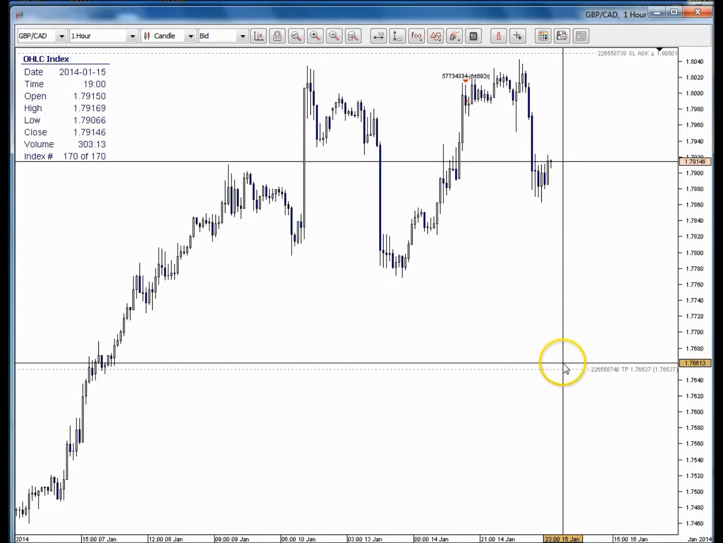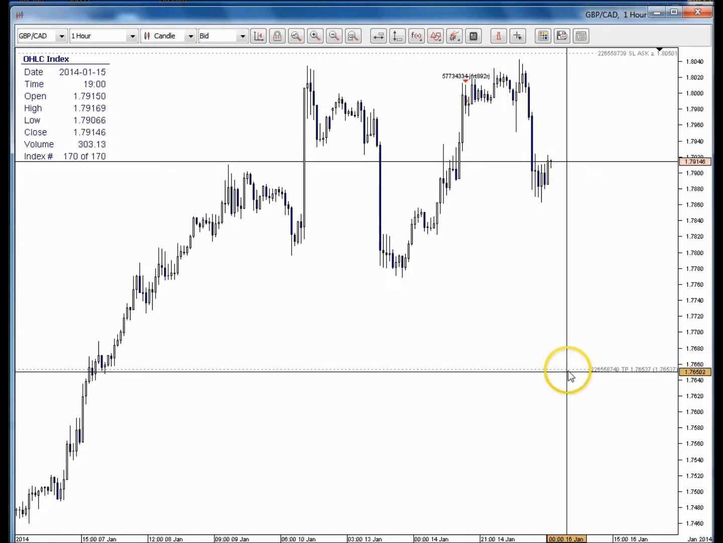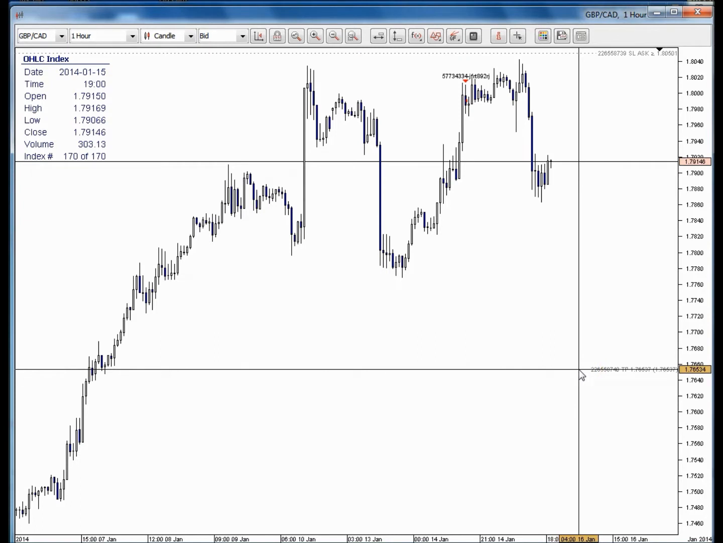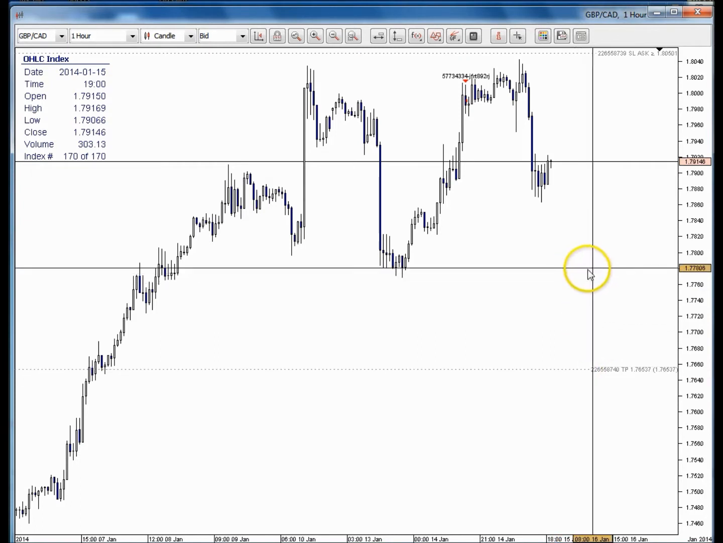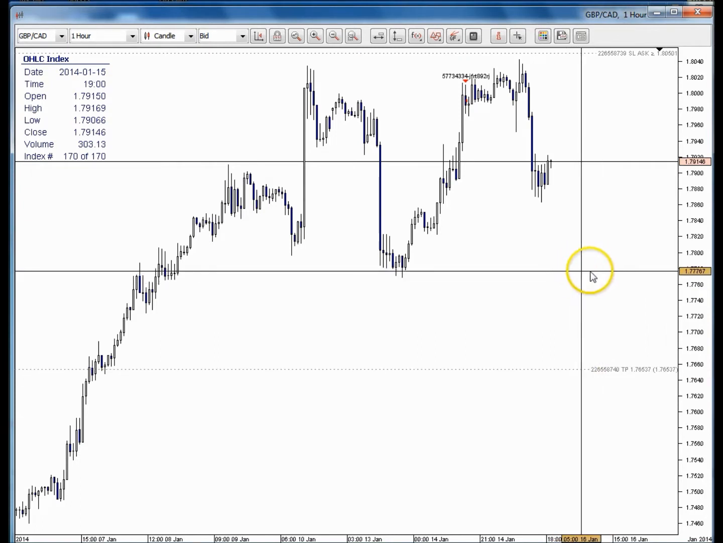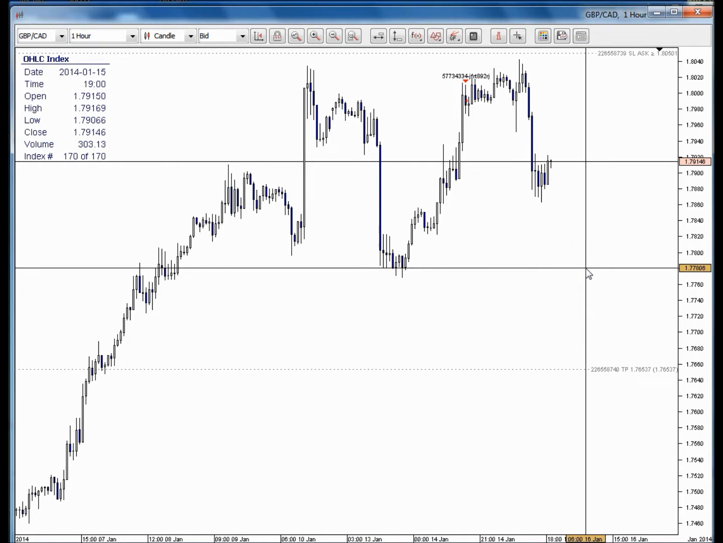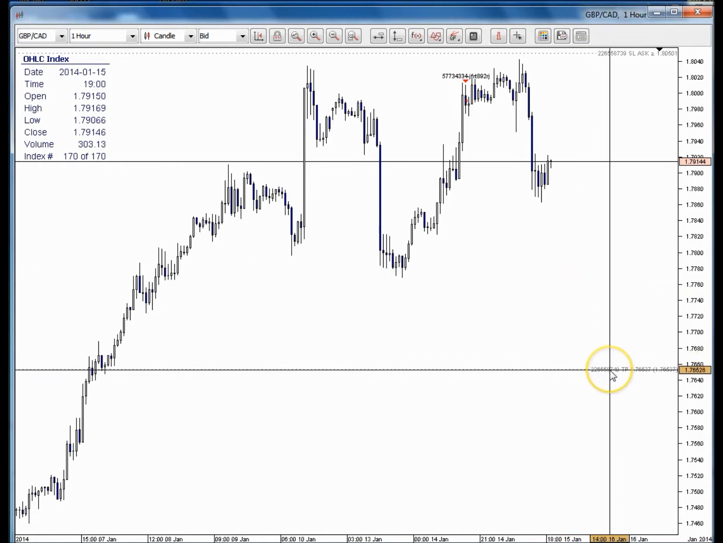My targets are really low, like down here. If I see a retracement here, maybe I'll take part of the position off, but I am really looking for a daily move. So I put my target level around 1.765.